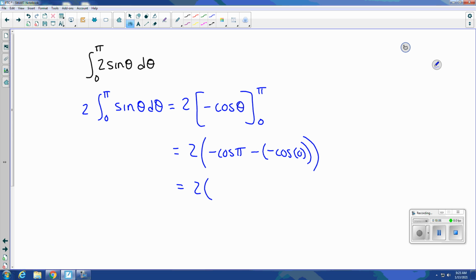Cosine of pi is negative 1, times negative 1 is positive 1. Cosine of 0 is 1, negative 1, so plus 1. So we're going to get 2 times 2, which is 4. So the value of the integral from 0 to pi of 2 sine theta d theta is 4.